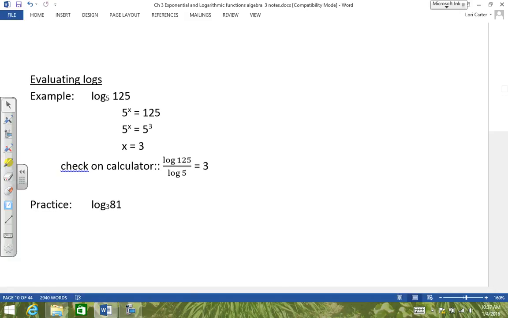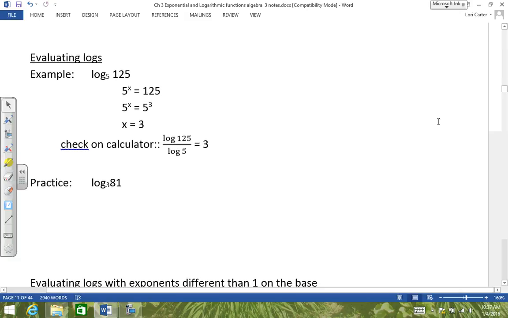Next. All right. Now, log base 5 of 125. I know your calculator will do this for you, but I want you to do it by hand. So, first thing you do is you set it equal to x. Rewrite. So what's my base? 5. 5 to the x equals 125.